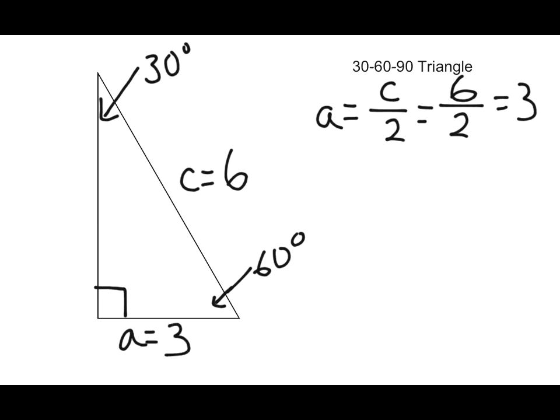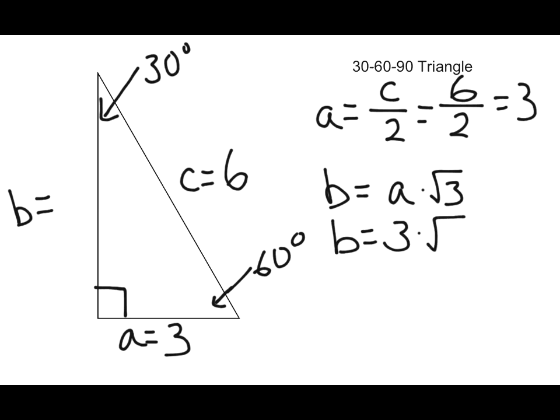Once I've found the short side, I can then find the long side, which is opposite the 60-degree angle, by multiplying my short side by square root of 3. In this case, my short side is 3, so that means I will have 3 times square root of 3, which means my long side will be 3 square root of 3.